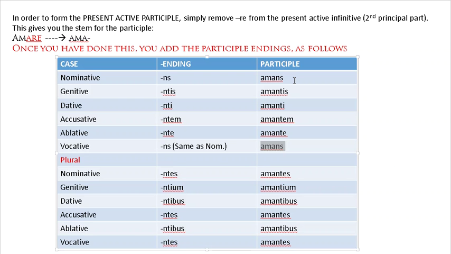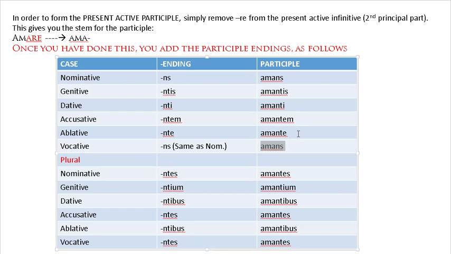Vir amans is a loving man. Viri amantis would be of a loving man. Viro amanti would be to or for a loving man. Virum amantem would be a loving man as the direct object.